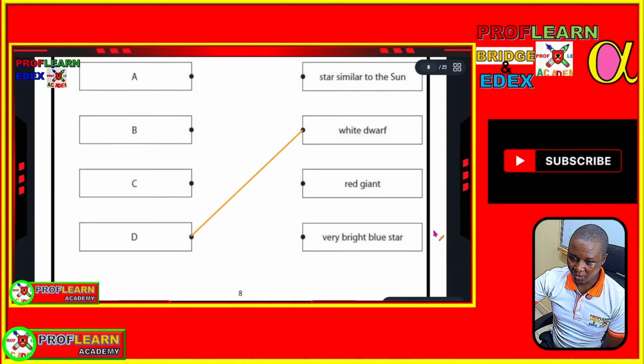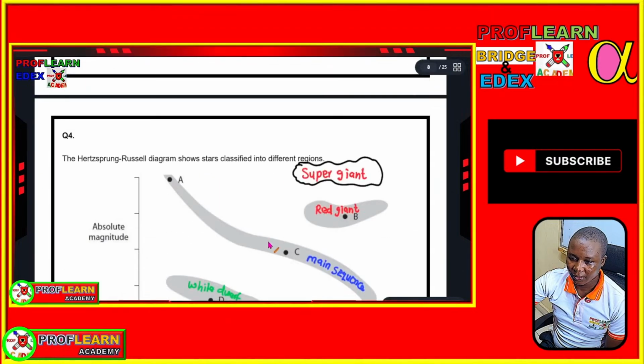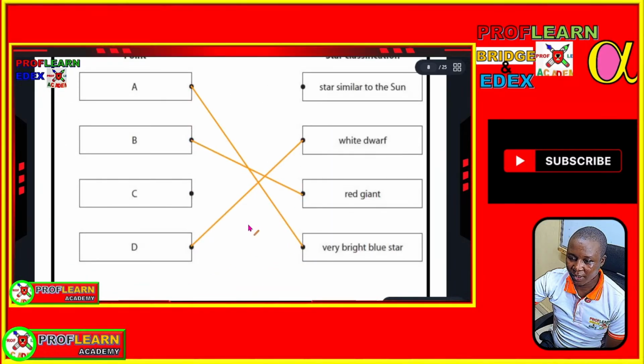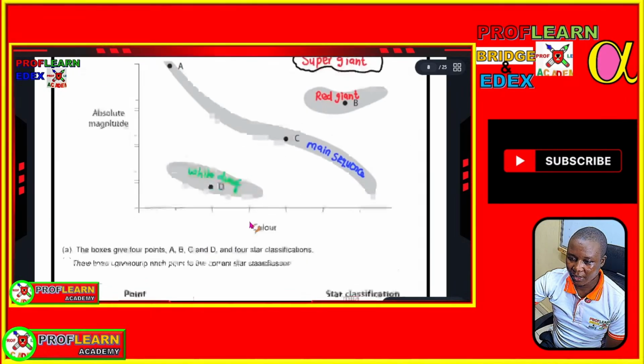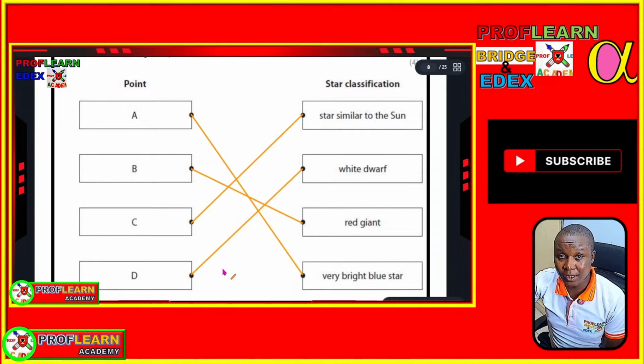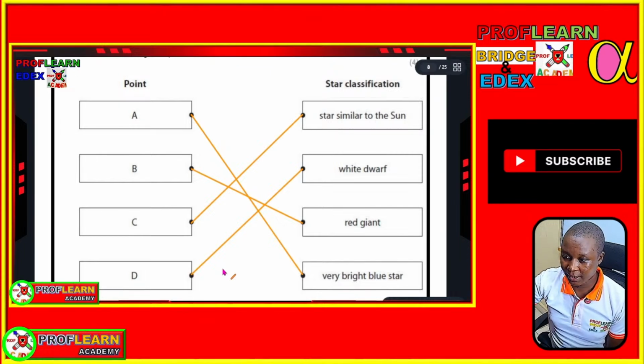So we are going to say A is going to be the bright blue stars, and then B is going to be the red giants, and then C is going to be the main sequence, which are stars similar to the sun.